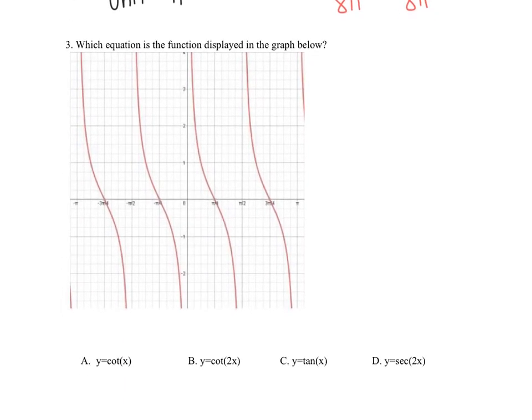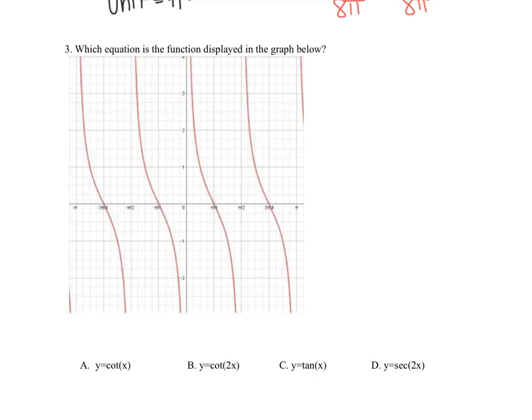Okay. So in question 3, we want to know which equation is the function displayed in the graph below. Straight off the bat, looking at the shape of my graph, I know I can eliminate secant, because secant is the reciprocal of cosine, so I know it's going to have U-shaped graphs in it. So the shape alone of this graph tells me that it's either tangent or cotangent.